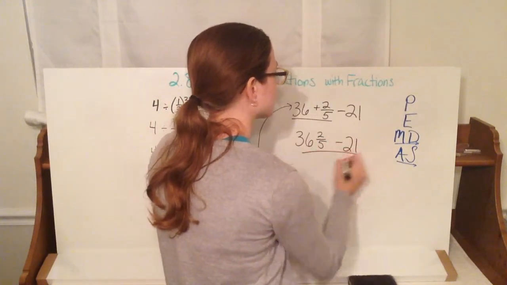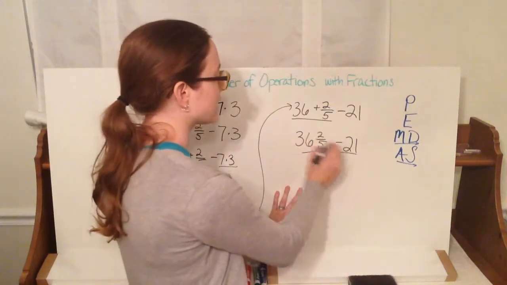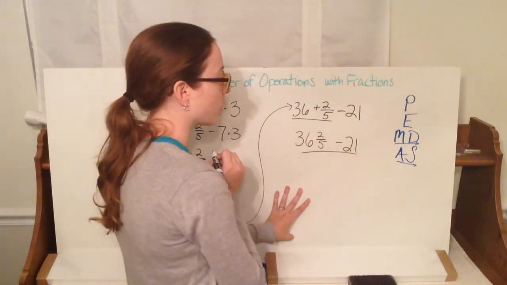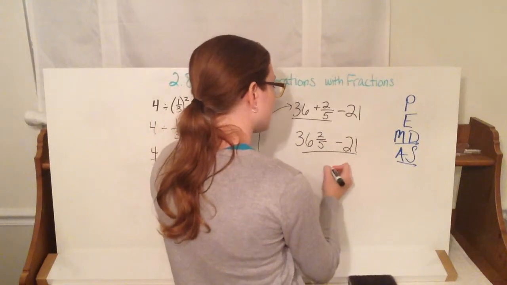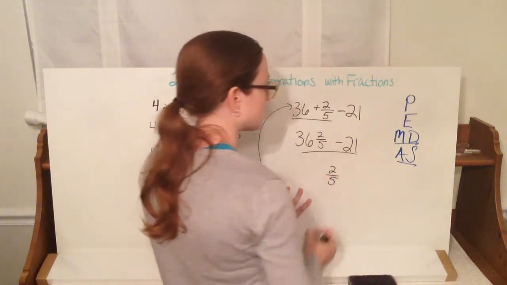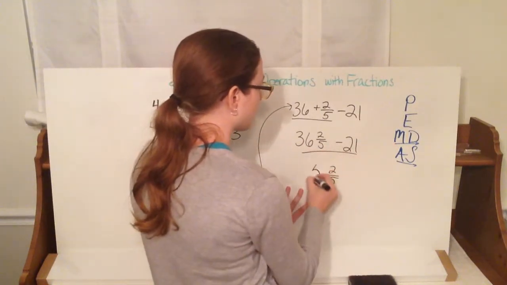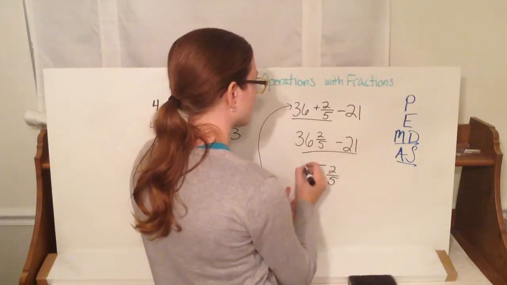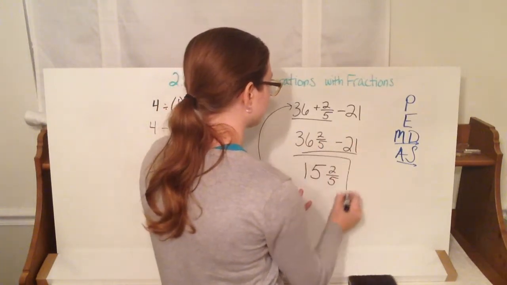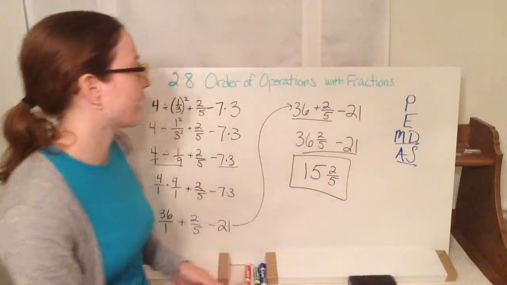Our last step is to subtract 21. And since that's a whole number, we take it away from the whole number. And the 2/5 is still intact. 6 minus 1 is 5. 3 minus 2 is 1. And that is our final answer.